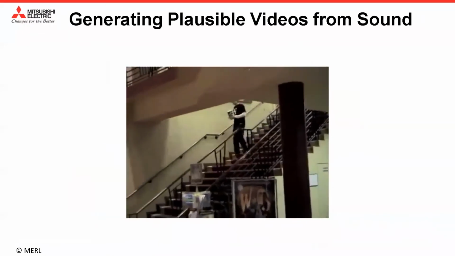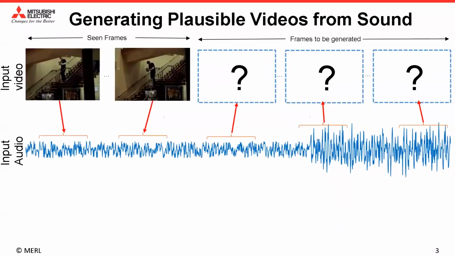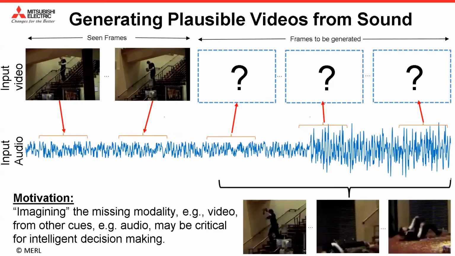Let us consider this video. We see a few frames and hear the audio after that and can probably guess what happened in the occluded frames. While this task might seem obvious to humans, the same is non-trivial for computers. Guessing the missing data of a modality is critical for intelligent decision-making. Thus, in this work, our task is to hallucinate the missing video modality from other cues such as audio.